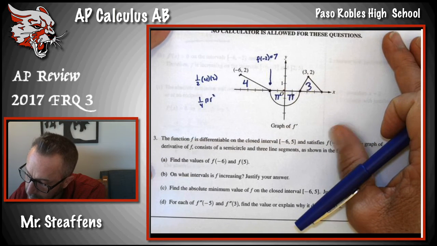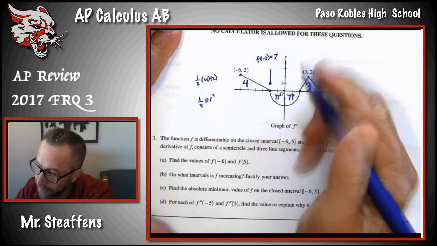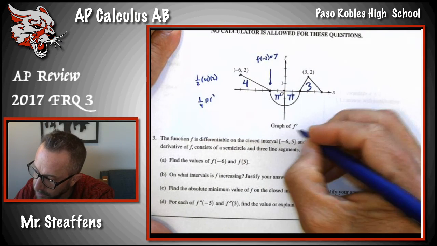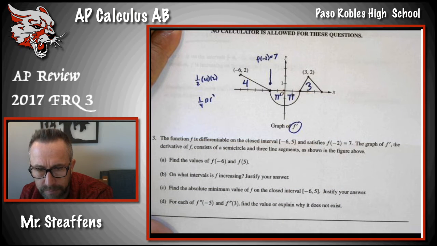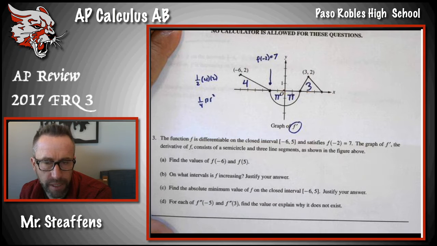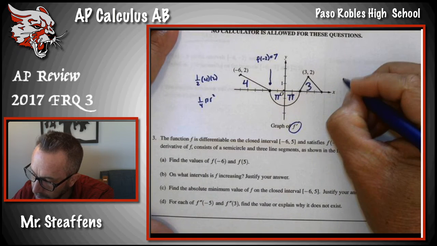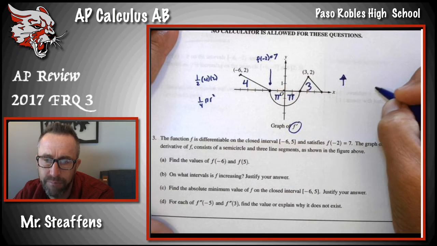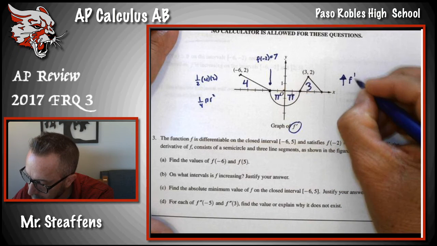Part B says, on what intervals is this increasing? So I have to find the intervals when f is increasing. Well, isn't this just a graph of f prime? So isn't f increasing when f prime is greater than 0? So what are the intervals where f prime is greater than 0? Well, anything that's above the x-axis. If this is the graph of f prime, all of these have f prime bigger than zero.